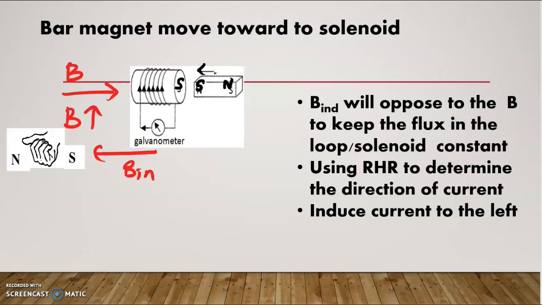For this one, the bar magnet moves towards the solenoid. This is the same, we just swap the direction of the permanent bar magnet. And for this one, B induced will oppose the B original to keep the flux in the loop or solenoid constant. And then using the right hand rule again, we can determine the direction of the current, and the direction of the current is to the left.